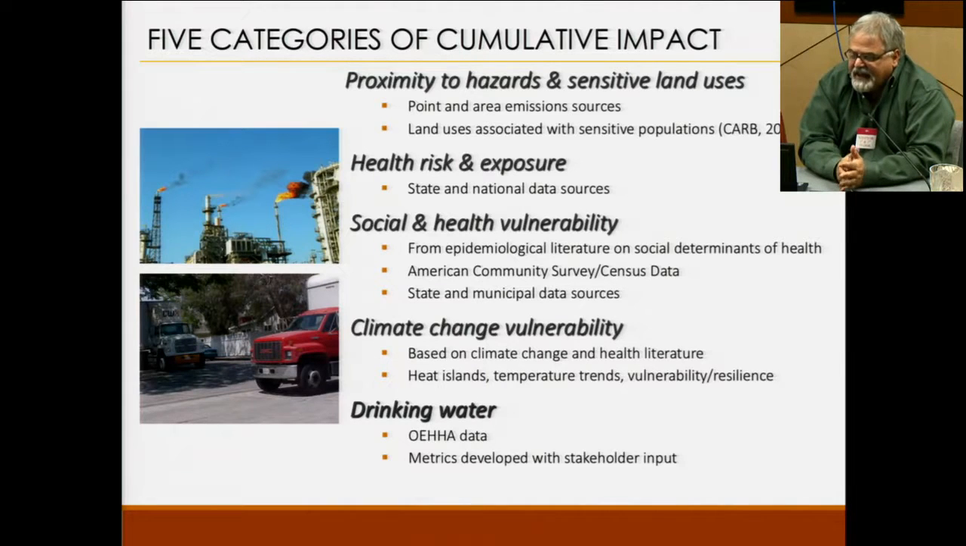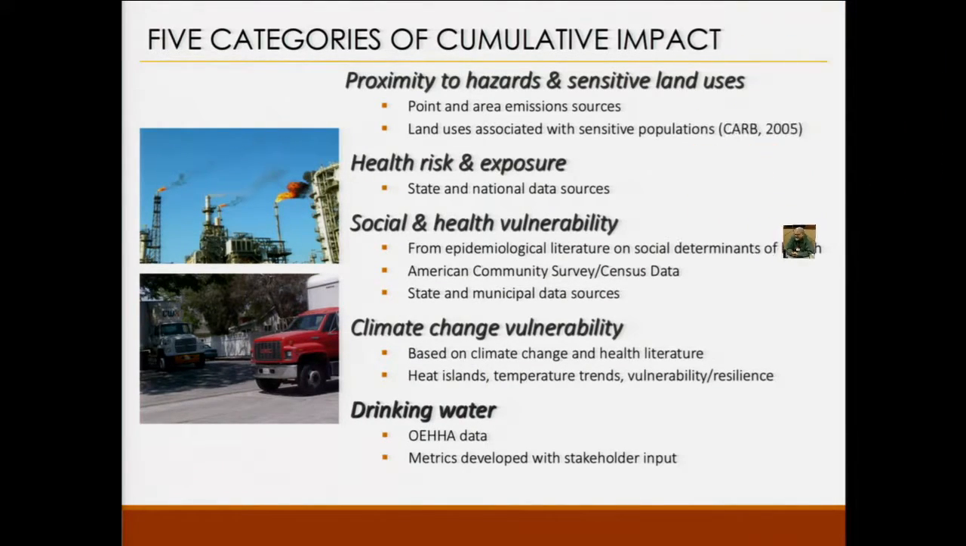We have 5 categories of cumulative impact and vulnerability in the EJ screening method, the first of which is values which reflect the proximity to a variety of environmental hazards and sensitive land uses. The hazards that we've selected are the ones that reflect the concerns and the priorities in CARB's 2005 Land Use and Air Quality Handbook and further discussion with them.